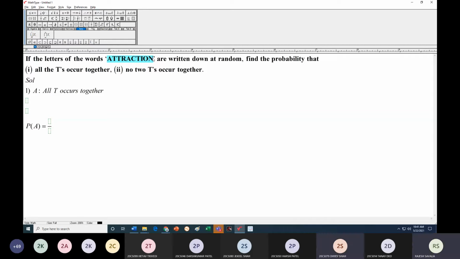So let us evaluate the denominator first. The total number of arrangements of letters of the word attraction.